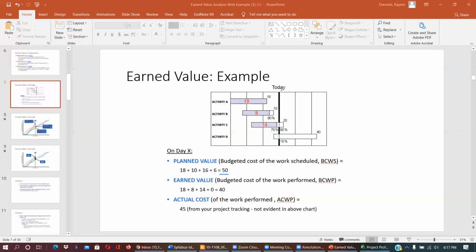What was actually accomplished by this date? Activity A, 18, is completed fully. Activity B is only 80% completed, so out of 10, it is 8. Activity C is only 70% completed, so out of 20, only 14. And activity D has not started, so it is 0. The total earned is 40. Actual cost by this time is 45, from project tracking. So on a particular day, you can check these numbers. This is the way you can calculate.